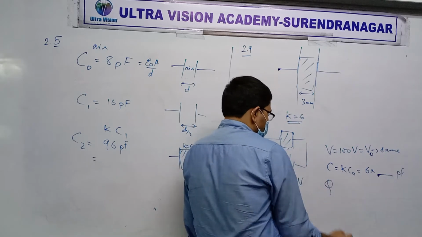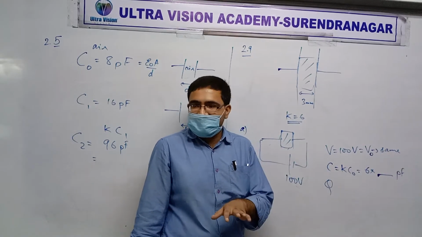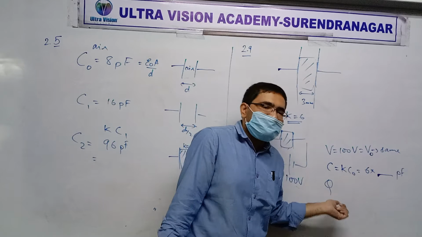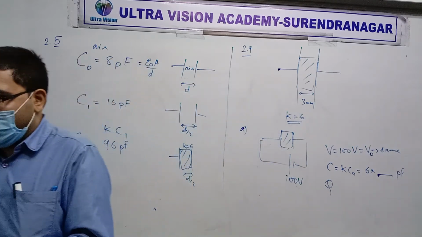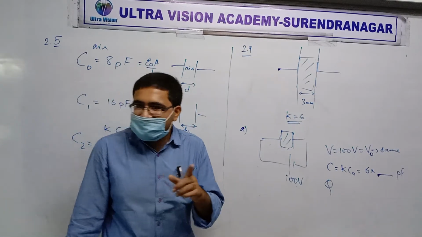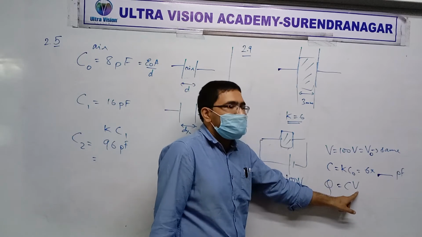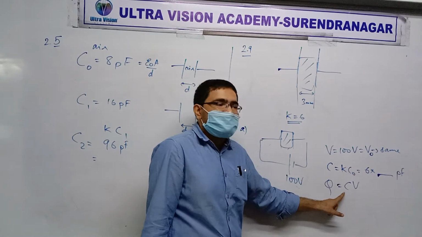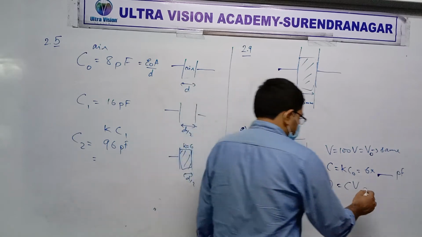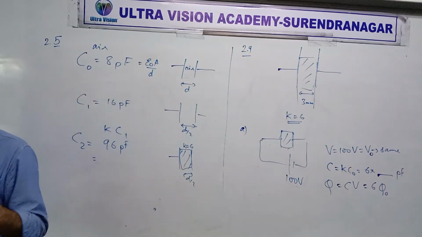Fine. What about charge though? Voltage will remain the same. That's clear. Why is voltage the same? Because the battery is still connected. Capacitance will become 6 times. Then what do you think will happen to the charge stored? Will it remain the same, increase, or decrease? Increase. And become how many times? 6 times. So once again, simple idea. Q equal to CV. V is the same, so Q is proportional to C. So if C becomes 6 times, Q should also become 6 times. So you can write this as 6Q0. Means whatever was the charge stored earlier, now there is more charge. Understood?